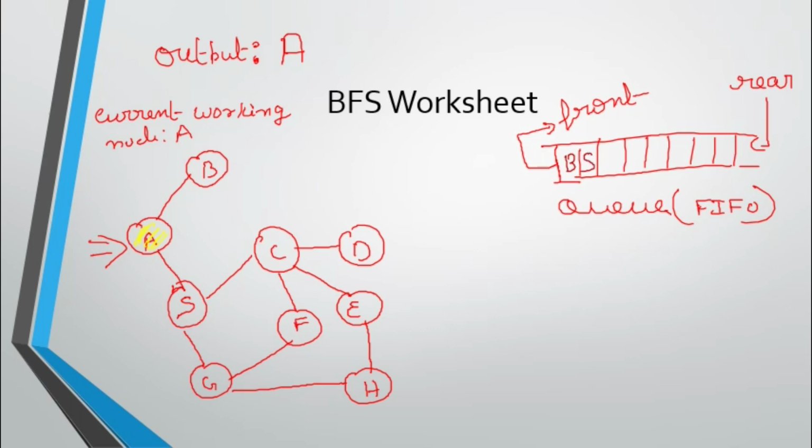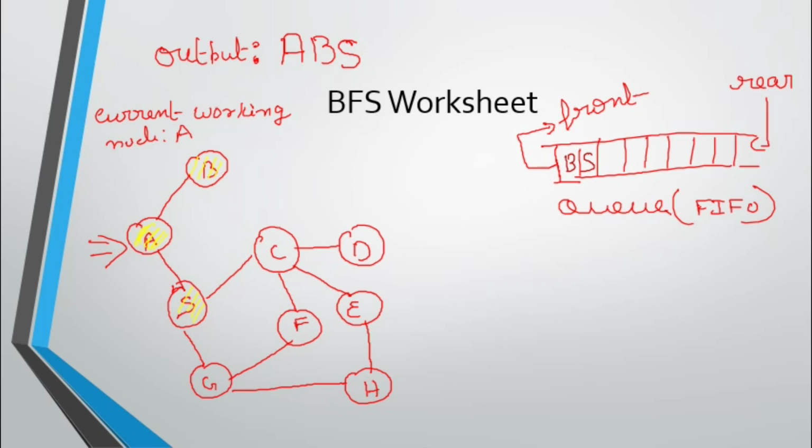Once again, at the same time you can put in the output sequence also, after A you have visited B and S. Now B and S is already visited, so please mark both B and S together. Yes. Now next, where to go?